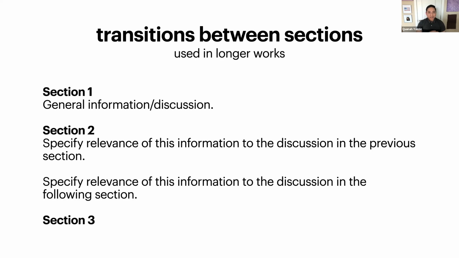So again, section 1, general information. Section 2 specifies information from section 1, or you can do the opposite, specifying relevance of section 2, which will be relevant in section 3, right? So it's really opposite in how you switch up information. It's based on how you're going to be interpreting information or what type of information you have.